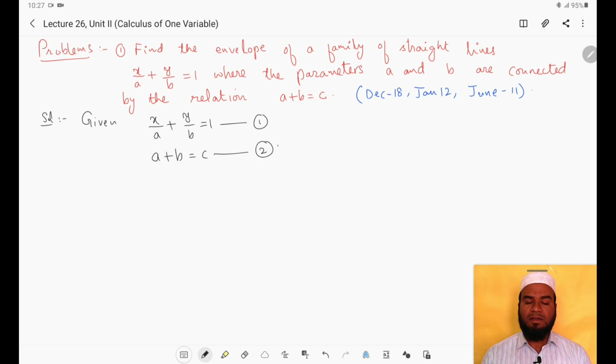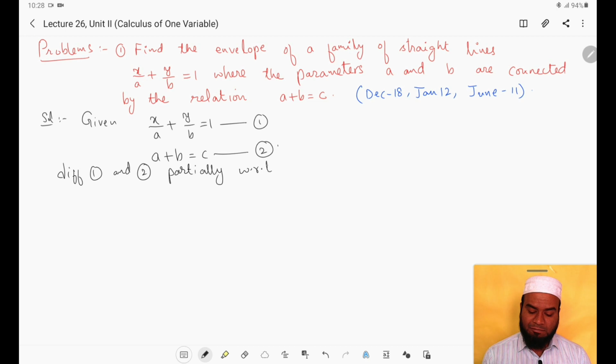For finding the envelope for a family of curves with two parameters, what we have to do? We have to differentiate 1 and 2 partially with respect to a, treating b as a function of a. So differentiate 1 and 2 partially with respect to a, treating b as a function of a, right?